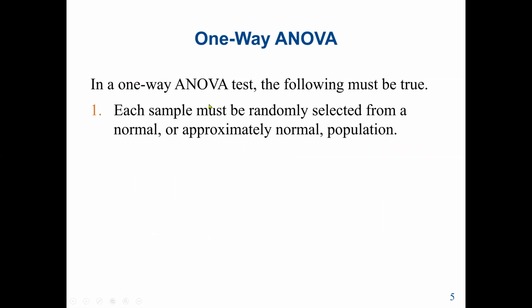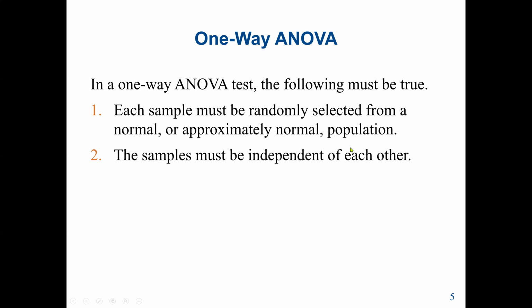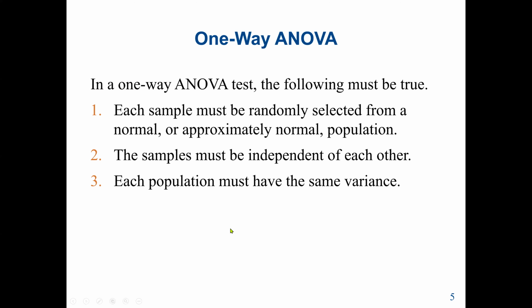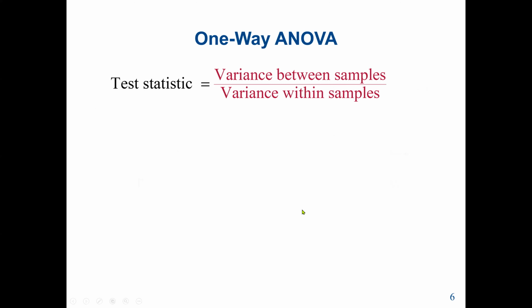So in a one-way ANOVA test, the following must be true. Each sample must be randomly selected from a normal or approximately normal population, and it has to be a different population for each sample. Then the samples must be independent of each other, so they are coming from different populations. And also each population must have the same variance. So the variation of the data set for all the populations must be almost the same. So those are the 3 conditions.